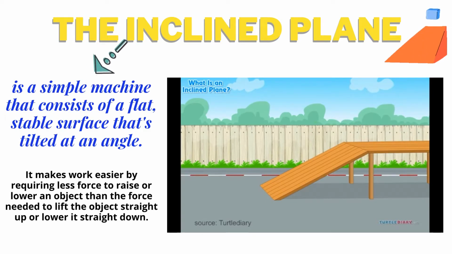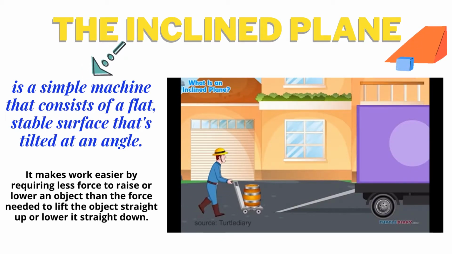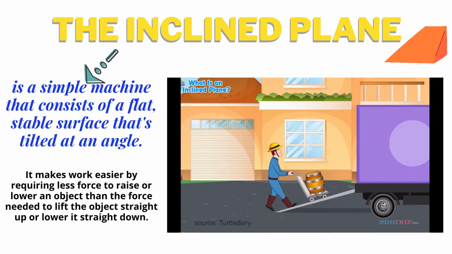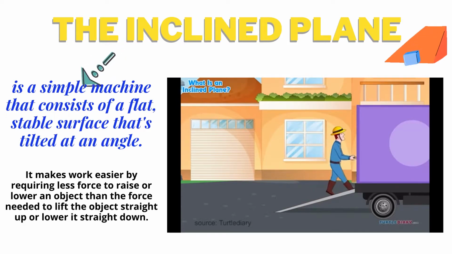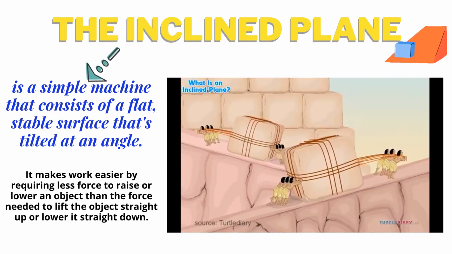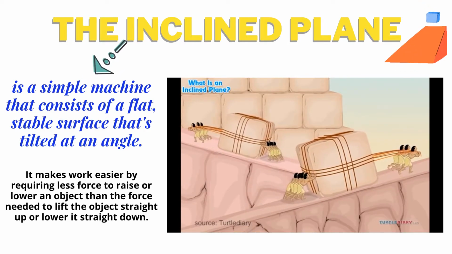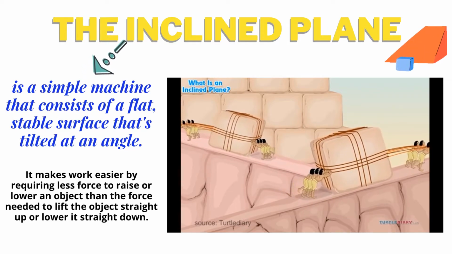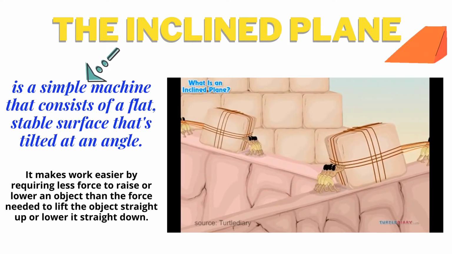An inclined plane makes work easier by requiring less force to raise or lower an object than the force needed to lift the object straight up or lower it straight down. The trade-off is that the object being moved needs to travel a longer distance on the inclined plane than if it is just being raised or lowered vertically.